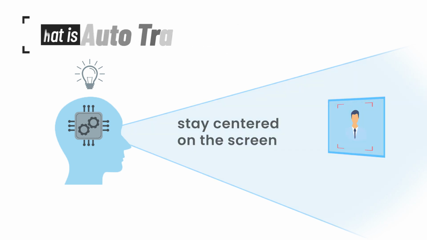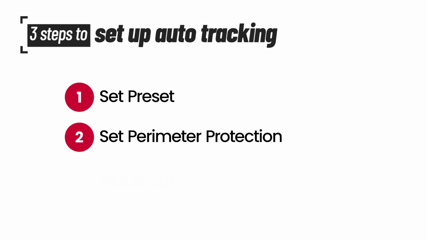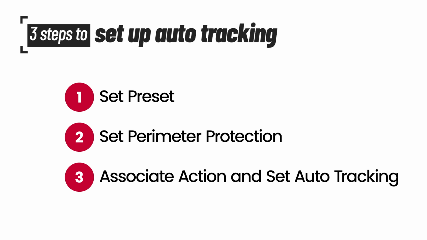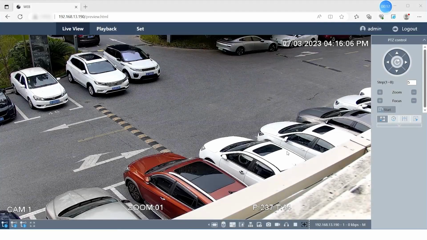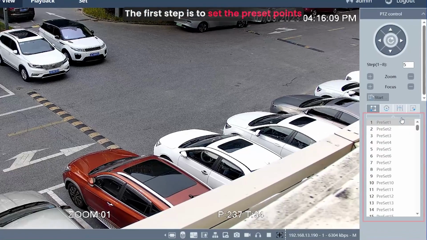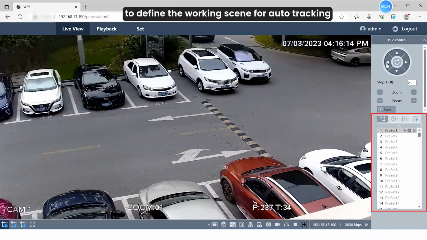on the screen. There are 3 steps to configure auto-tracking: set preset, set up smart events associated with action, and set auto-tracking. After logging in and accessing the device preview interface, the first step is to set the preset points to define the working scene for auto-tracking.